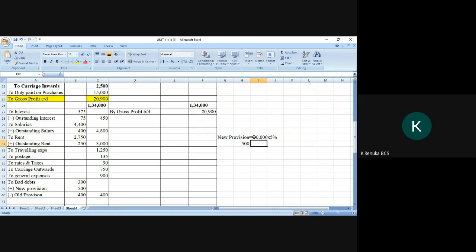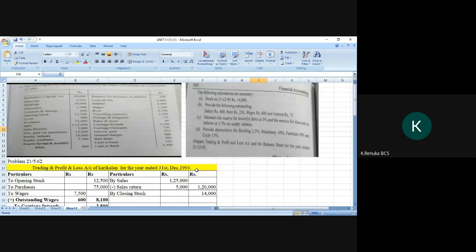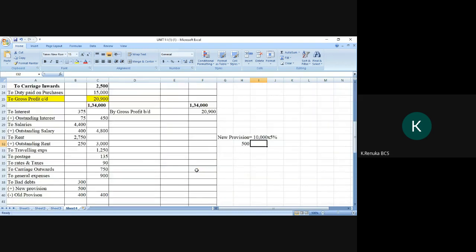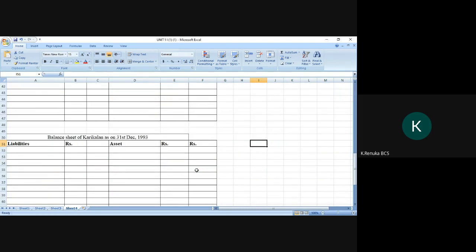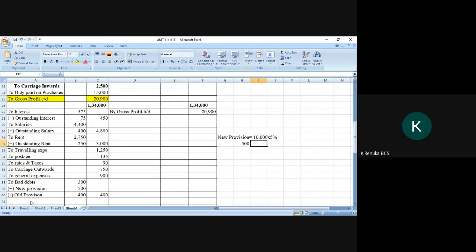So it is the information which has been given in the adjustment. According to the adjustment, whatever percentage has been given, you need to calculate on the respective values. The value has been given as 10,000. In 10,000, you are going to calculate 5%. So your new provision value is 500. Old provision they have given you in the question, reserve for bad and doubtful debts 400, so we have posted that 400 directly. Again, they have asked you to calculate the reserve for discount on debtors.